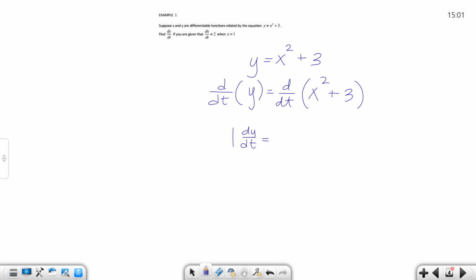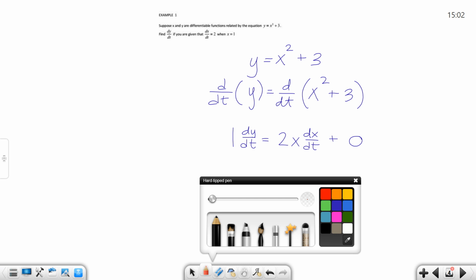Now this is just like we did implicit last time, except in the implicit section, we were taking the derivative with respect to x. So now, since we're taking the derivative with respect to t, you're going to throw a dy dt anywhere you see a y, and you're going to throw a dx dt anywhere you see an x. So going to this side, we would have 2x dx dt, and of course the derivative of 3 would just be 0.